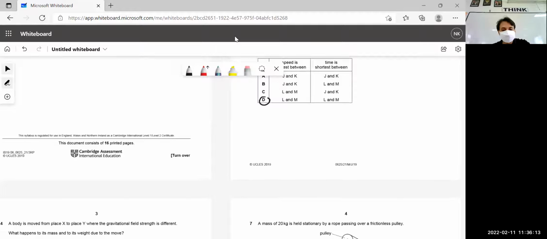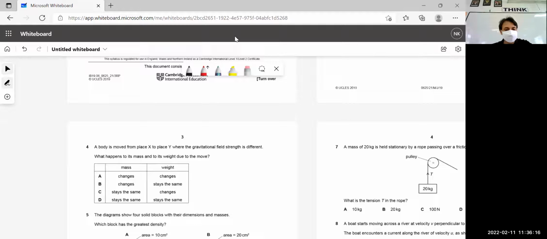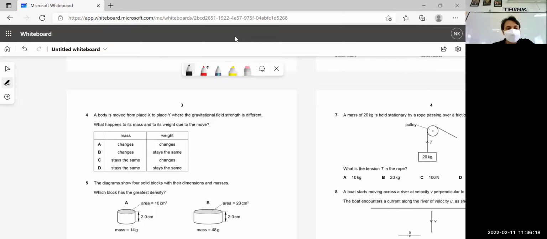Next question, question number 4. A body is moved from place X to place Y, where the gravitational field strength is different. What happens to its mass and to its weight due to the move? As per the statement, the body is moved from position X to position Y, where there is a difference in gravitational field strength. You can assume that the body is taken from planet Earth to the Moon, where the gravity is different.